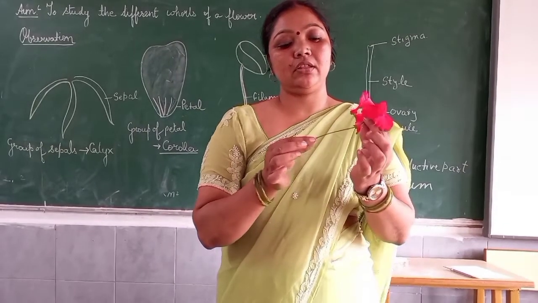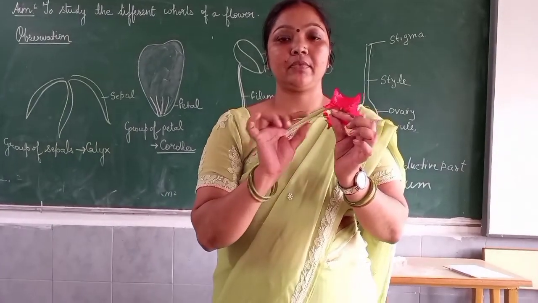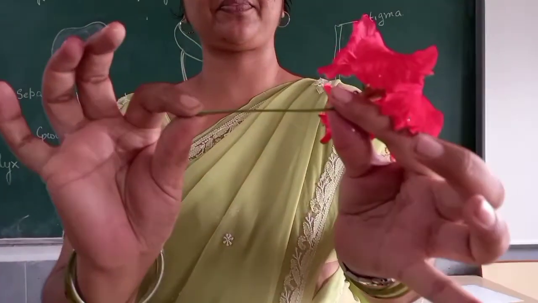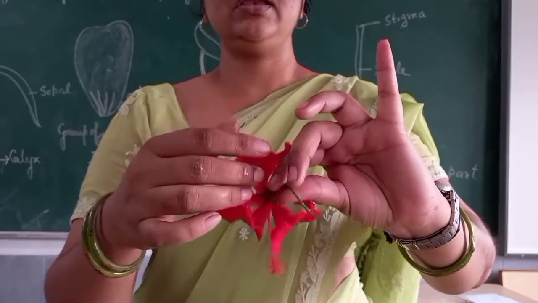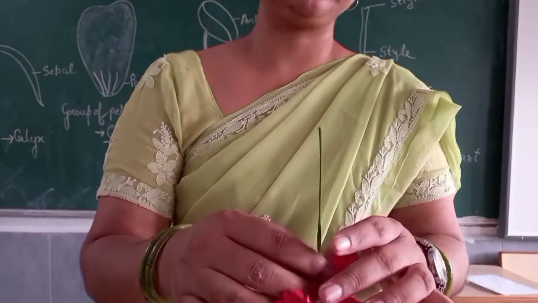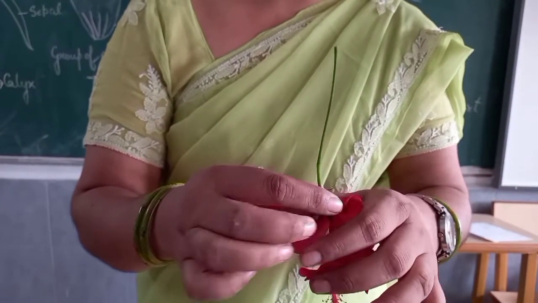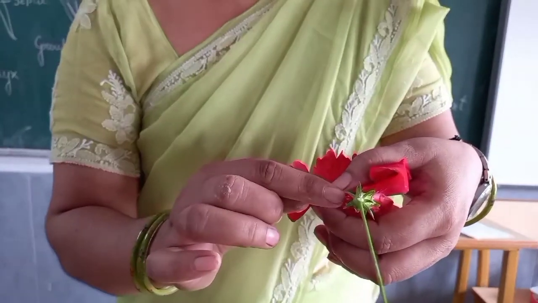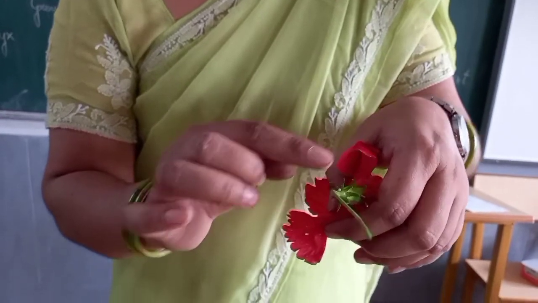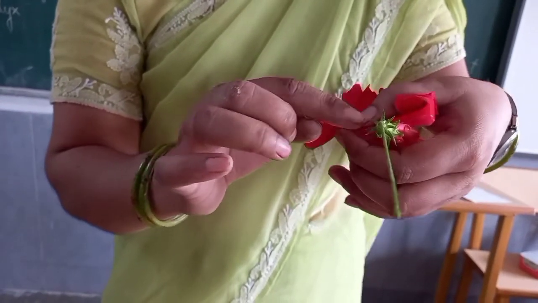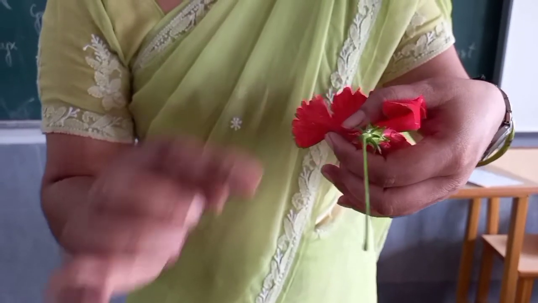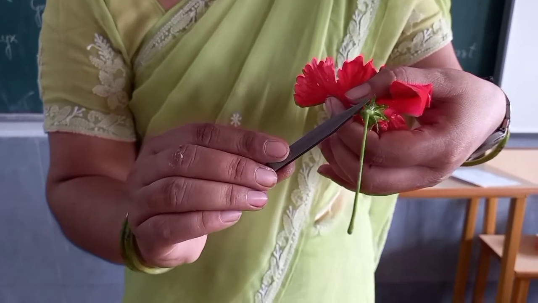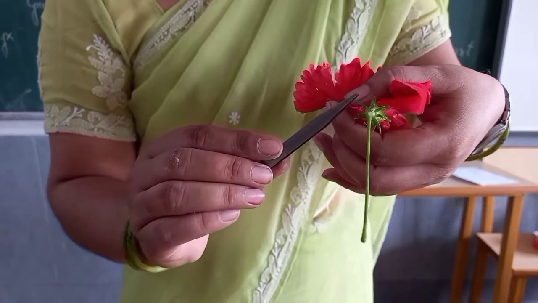Children, this is the peduncle, to which the flower is attached to the stem. It is green in color. Now I am inverting the flower. And you are able to see a green color leafy structure, this one. This is a green color leafy structure which is present, and these are sepals.